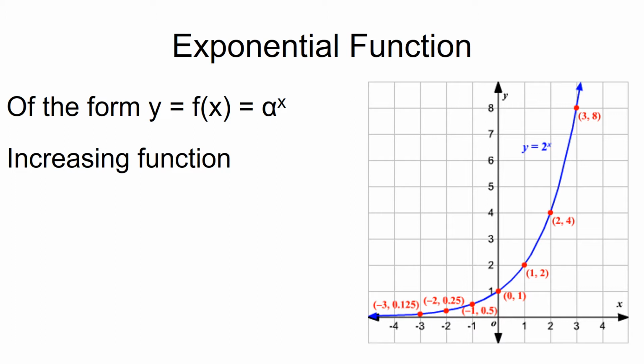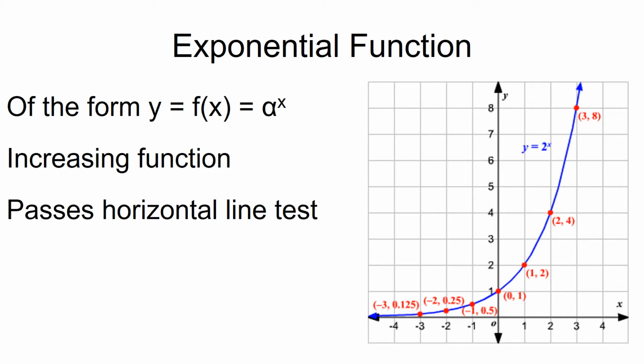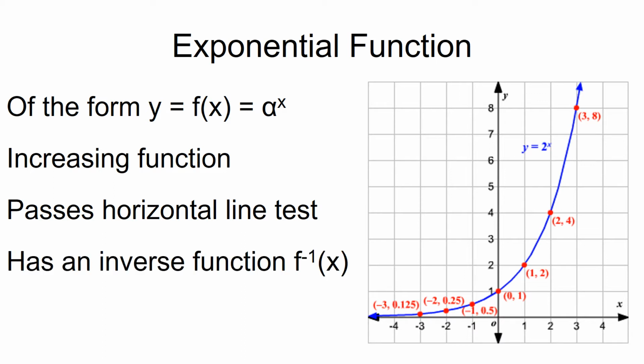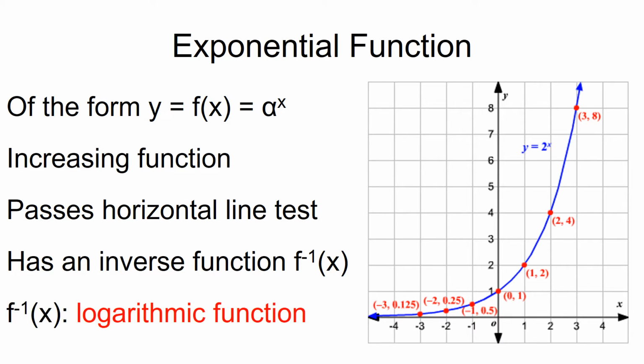It is an increasing function. As x gets larger and larger, f of x gets larger and larger. We also see that it passes the horizontal line test. This means that it's a one-to-one function, and as such, it has an inverse function that we can take, f of minus 1 of x. For the exponential function, the inverse function is something that we've defined to be called the logarithmic function.